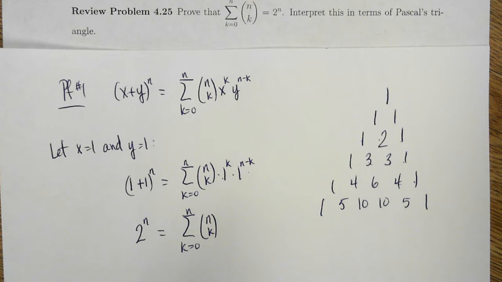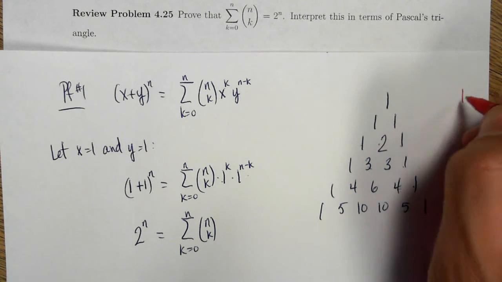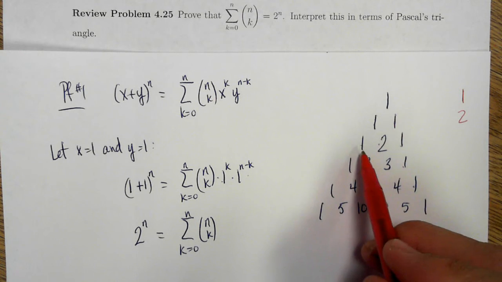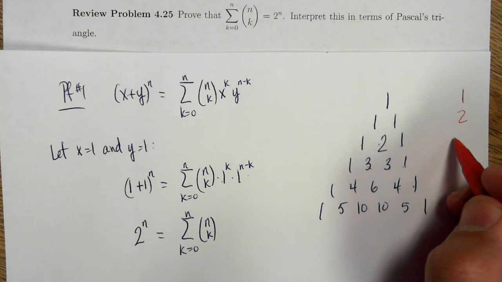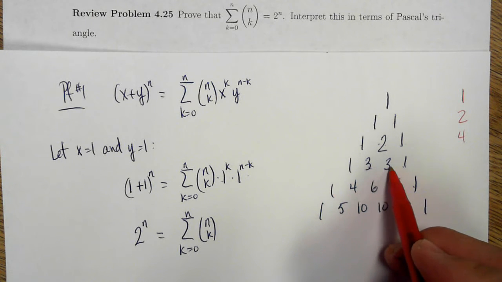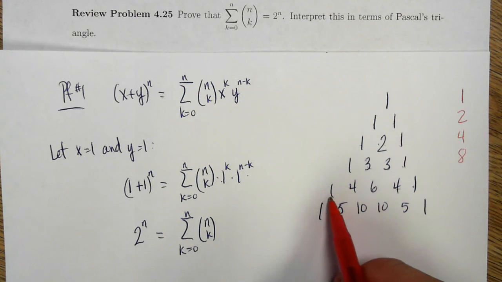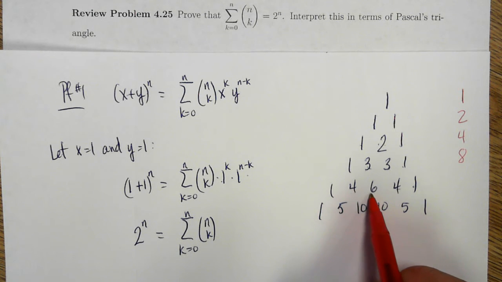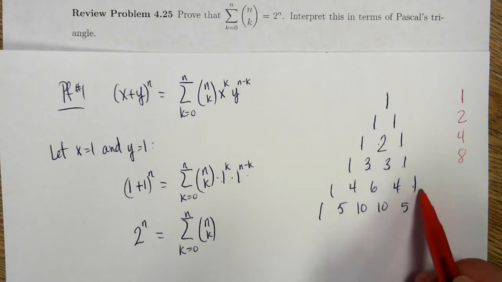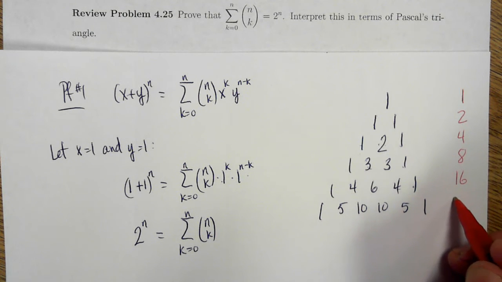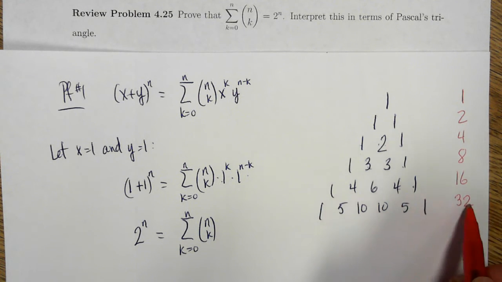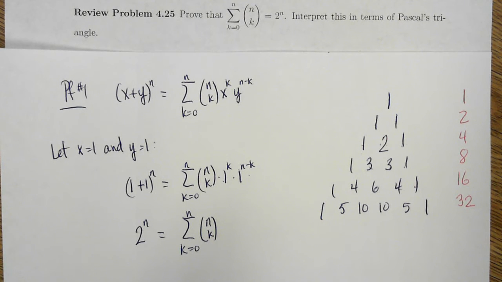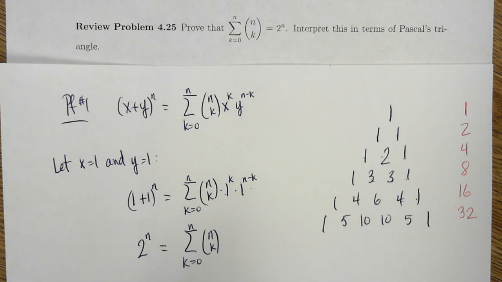Now what this equality means is that if I add up the numbers going horizontally, I get the powers of 2. So for example, 1 is 1 by itself, 1 plus 1 is 2. 1 plus 2 plus 1, that's 3 plus 1 makes 4. 1 plus 3 is 4, plus 3 makes 7, plus 1 makes 8. I'll do one more. 1 plus 4 is 5, plus 6 makes 11, plus 4 makes 15, plus 1 makes 16. And you can guess what this one's going to be. That's going to be 32. If I just add across, I get 32. And so that's what this equality means in terms of Pascal's triangle.